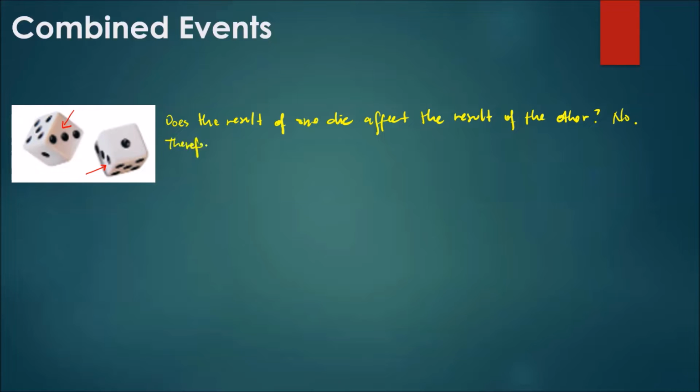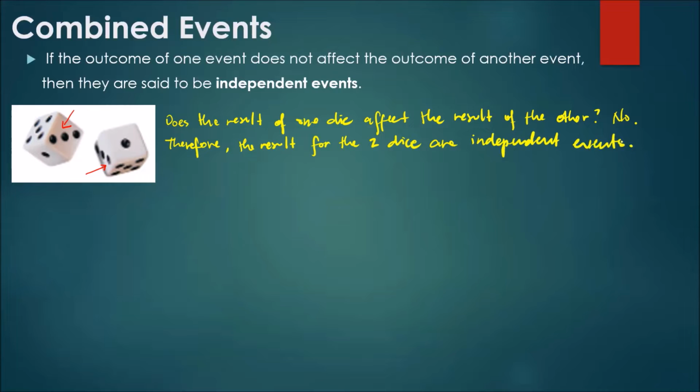Okay, let me write that. Therefore, the result for the two dice are independent events. So, if the outcome of one event does not affect the outcome of another event, then they are said to be independent events. Now, let us have another situation.